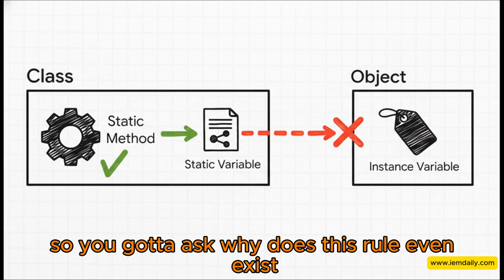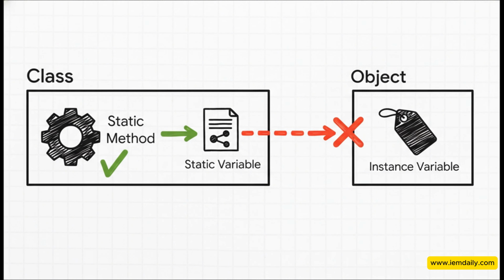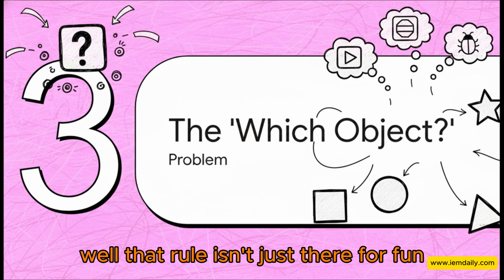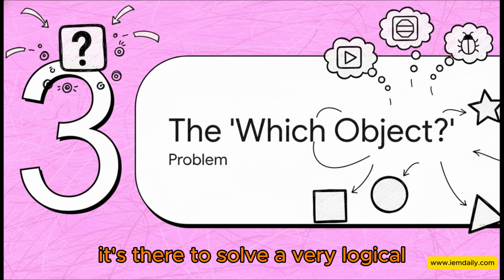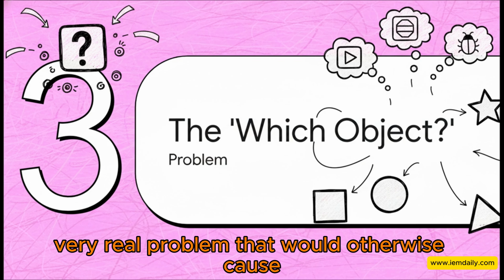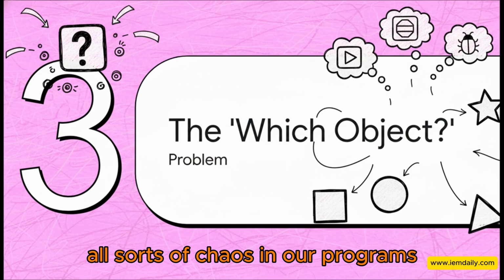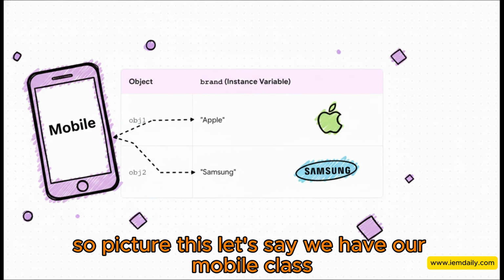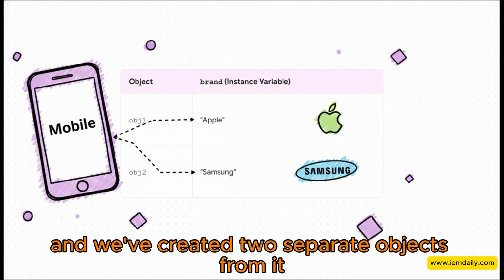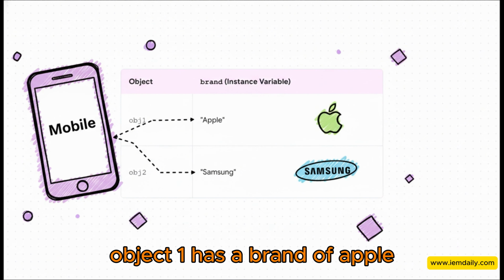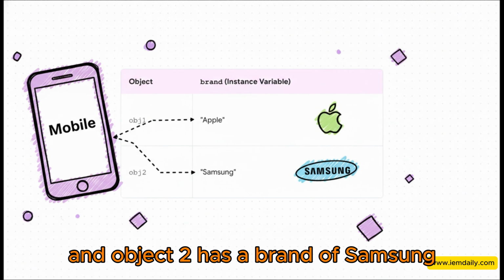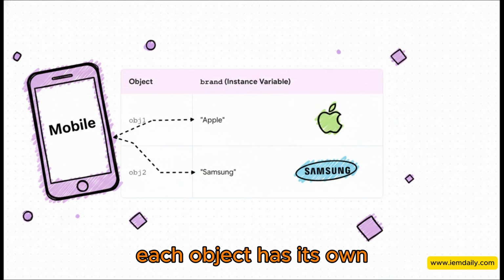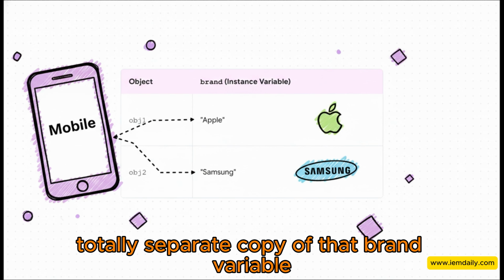So you gotta ask, why does this rule even exist? Well, that rule isn't just there for fun. It's there to solve a very logical, very real problem that would otherwise cause all sorts of chaos in our programs. Let's call it the which object problem. Okay, so picture this. Let's say we have our Mobile class, and we've created two separate objects from it. Object 1 has a brand of Apple, and Object 2 has a brand of Samsung. Each object has its own, totally separate copy of that brand variable.